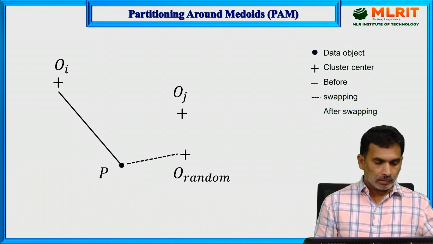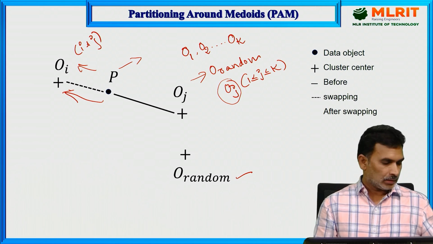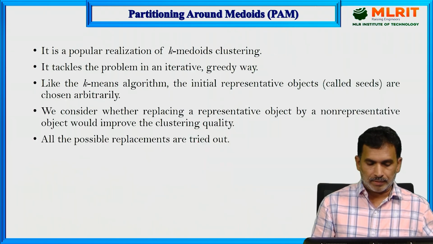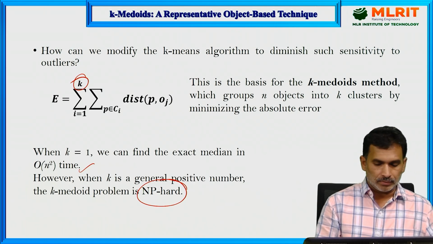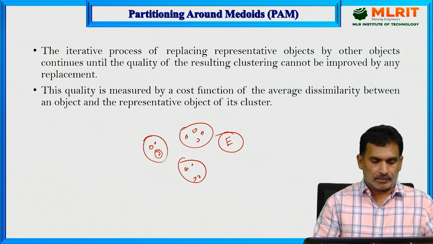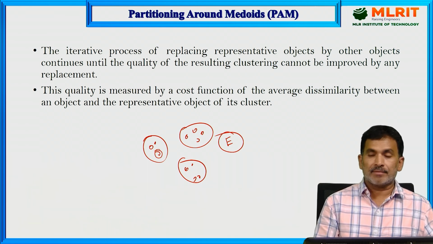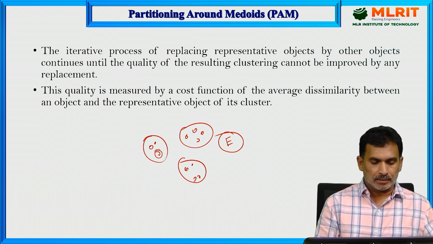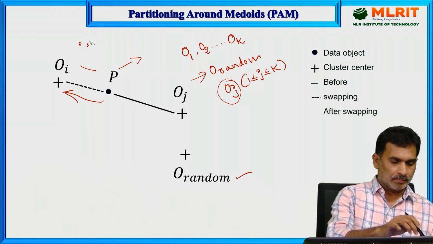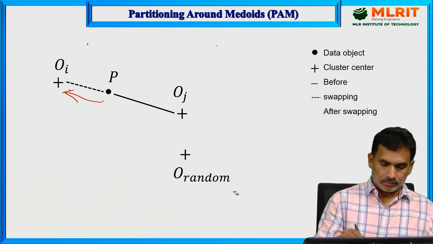So let us quickly summarize how the replacement would be done, because in every iteration we are going to calculate an error value. This is the error value we are going to use, and based on this we are going to measure the quality of the cluster. The quality is measured by the cost function, the average dissimilarity between an object and the representative object of its cluster. Let me erase this part.